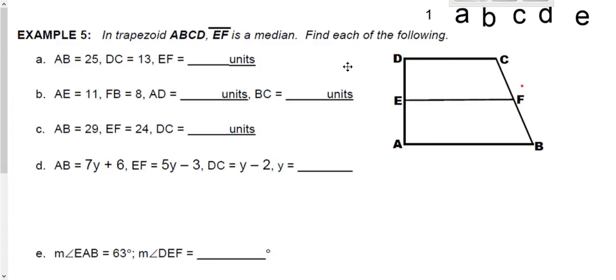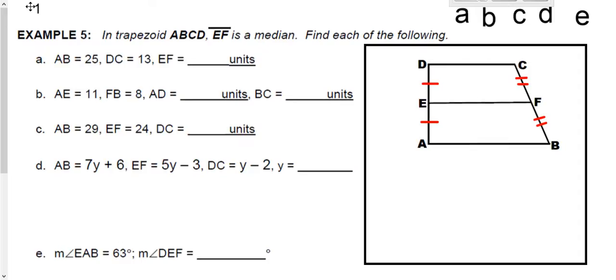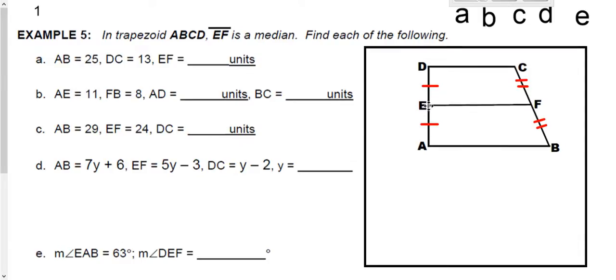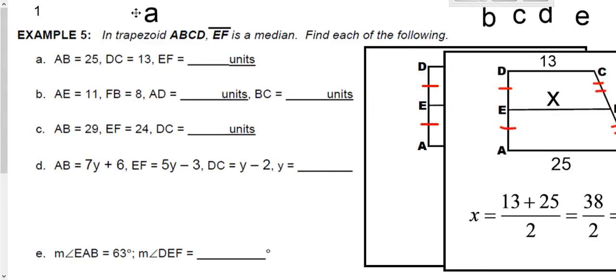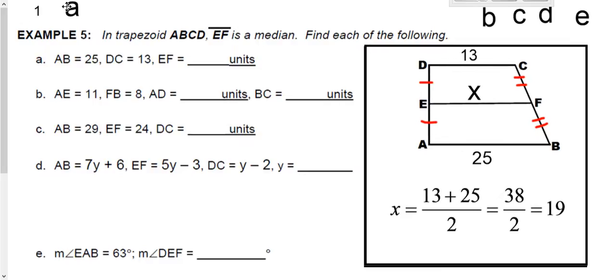Here's some now. We have a trapezoid, and EF, they tell us, is a median. So we're going to be able to use that formula to solve for EF or some other things. The first thing I do when they tell me it's a median is mark that this must be a midpoint. Then these two pieces are equal. And over on this side, these two pieces are equal to each other, not necessarily to these ones over here. So we look at example A.